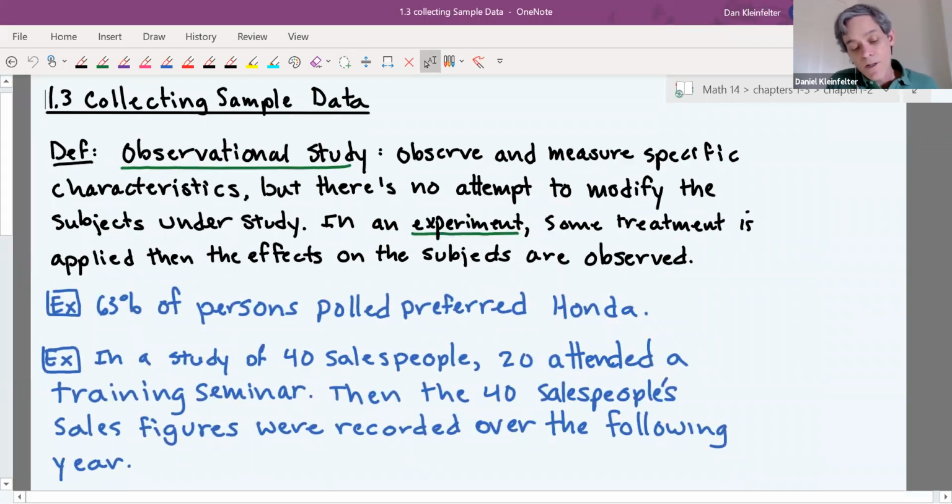First thing is a definition of what is called an observational study and then also an experiment. The definitions are as shown here. In an observational study, we observe and measure specific characteristics, but there's no attempt to modify the subjects under study. In contrast, for an experiment, some treatment is applied, then the effects of the treatment on the subject are observed.